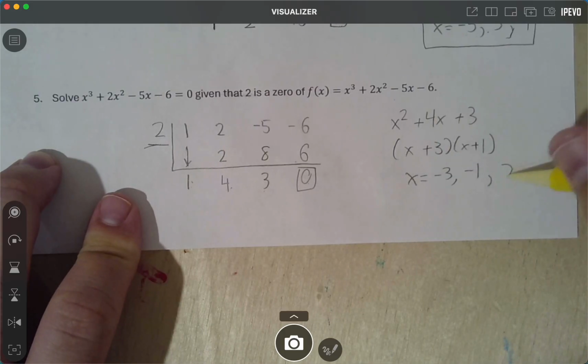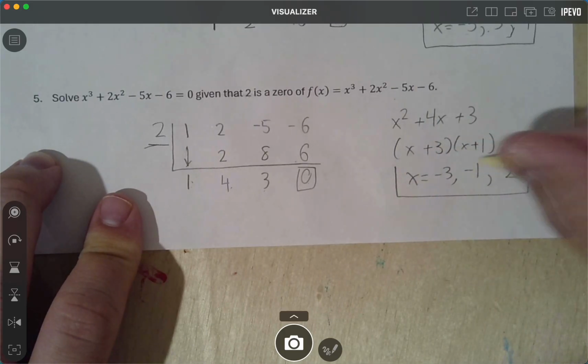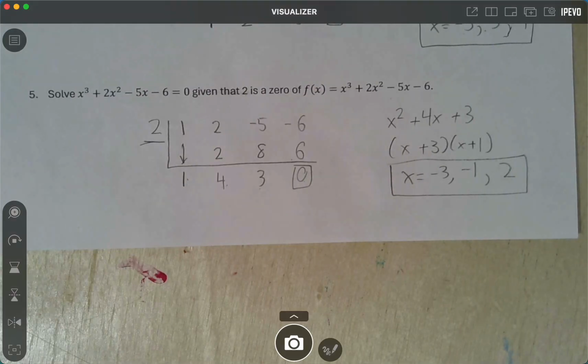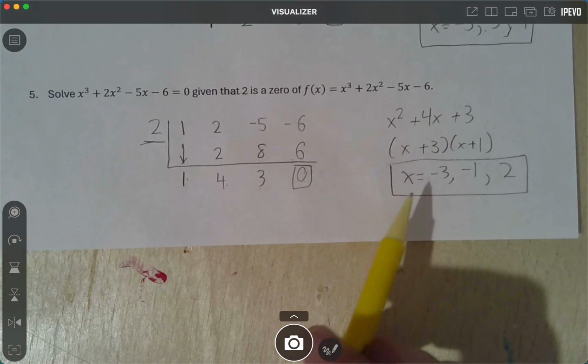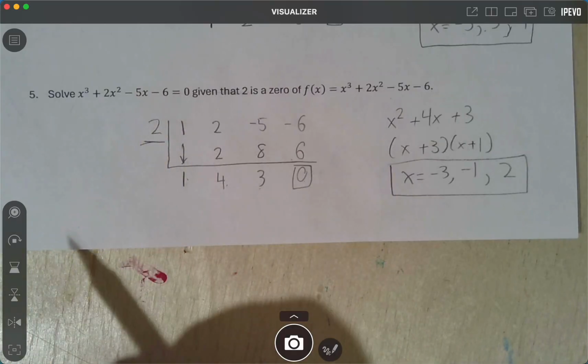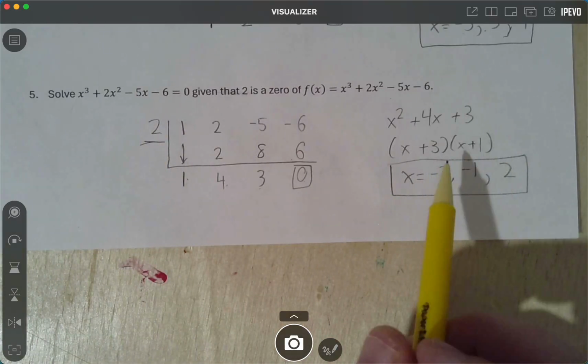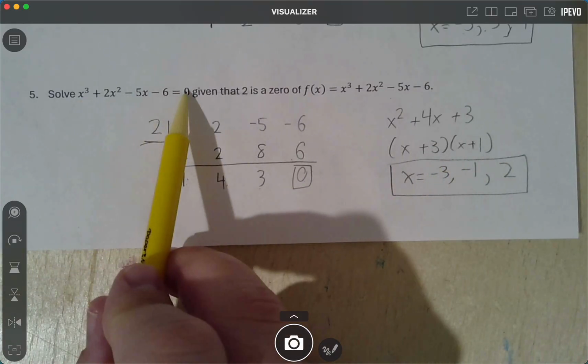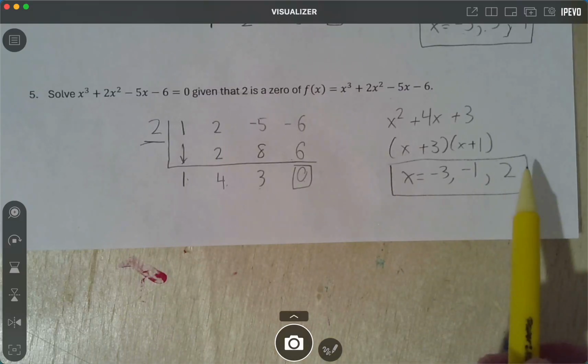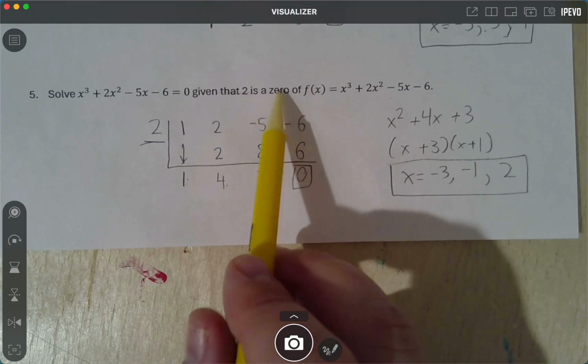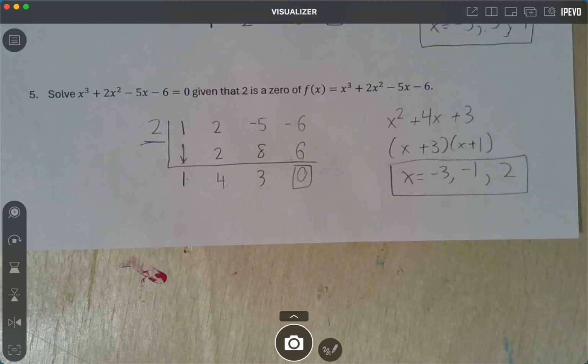And don't forget that 2 was a root in the first place. So what you just discovered is you could plug -3 into this whole thing, and trust me, you will get 0. You can plug -1 into this whole thing, and trust me, you'll get 0. And you can plug 2, because it was a 0, and trust that you will get 0.